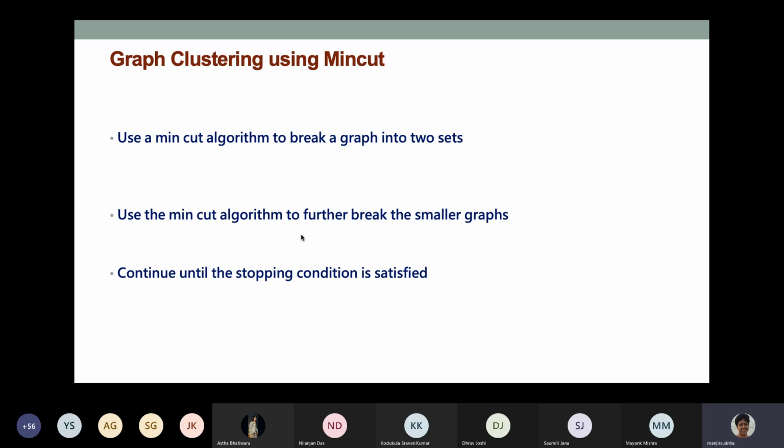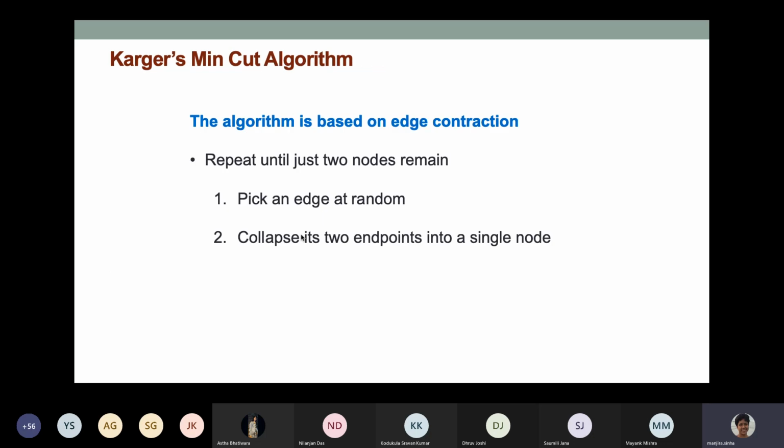So we also use a similar technique here. We use the min cut algorithm to cut a graph into two subgraphs, and then again we use the min cut algorithm on each of the subgraphs to cut them into smaller graphs until the stopping condition is reached, which can be the minimum size, or it may be that there is no further minimum cut in the graph. If you are interested to know the min cut algorithm, I can point it to you. So I will put up the link. You can go through that. It is very easy actually.